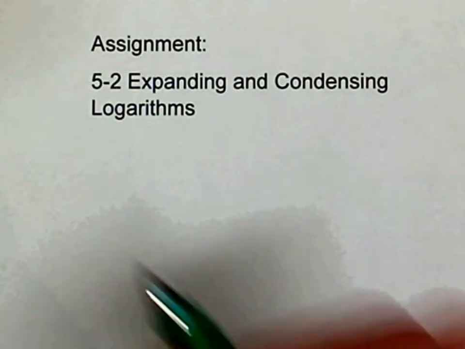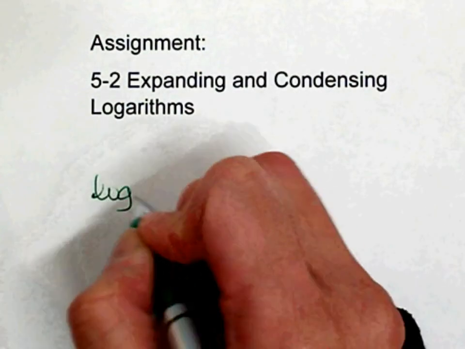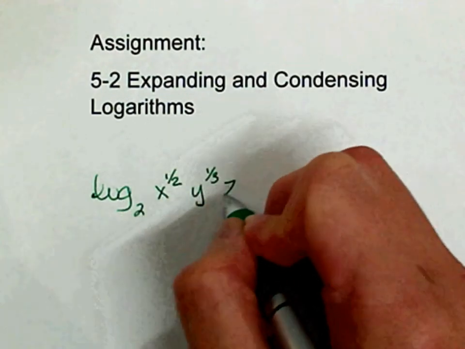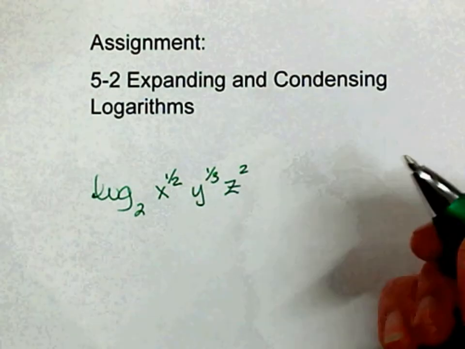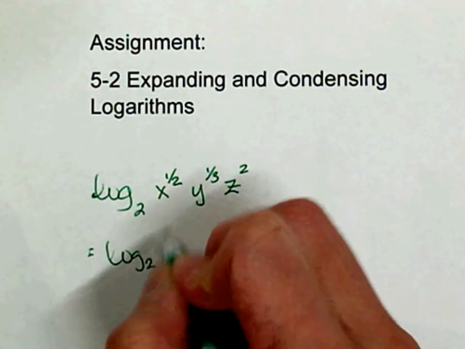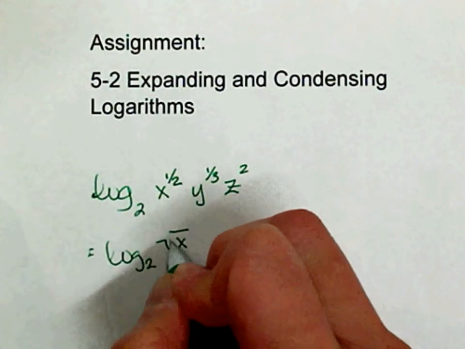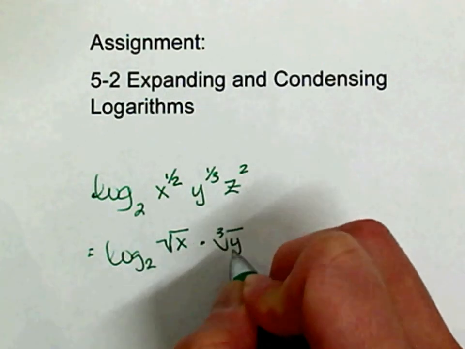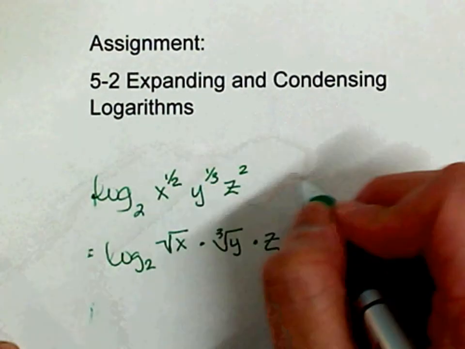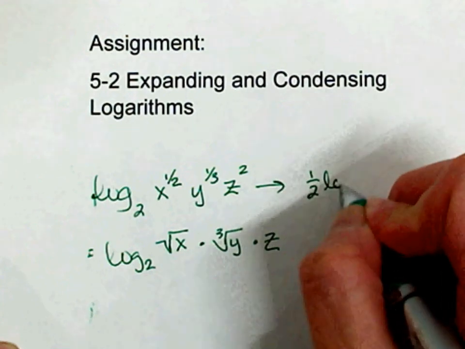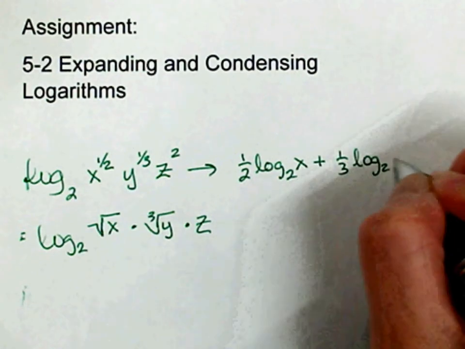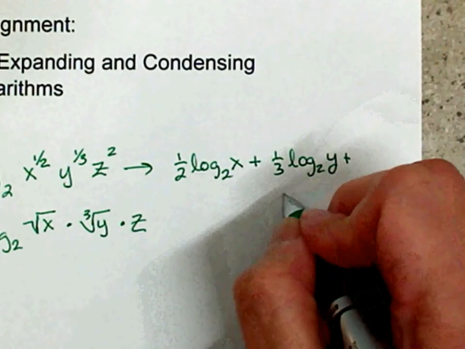If you have something like this, log base 2 of, say, x to the 1/2, y to the 1/3, z squared. Okay? And if you're going to expand, I want to point something out. Another way you can write this is log base 2 of, see this 1/2 is the same thing as square root of x times a cube root of y, okay, times z. These are exactly the same thing. And you can actually expand it by writing like 1/2 log base 2 of x plus 1/3 log base 2 of y plus, I'm running out of room, 2 log base 2 of z.